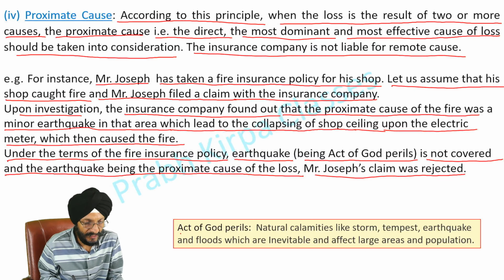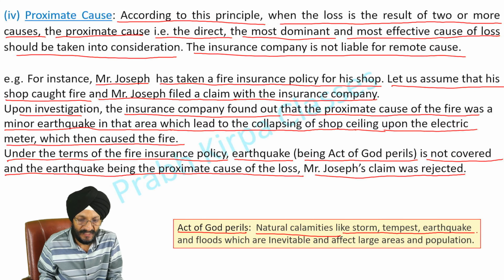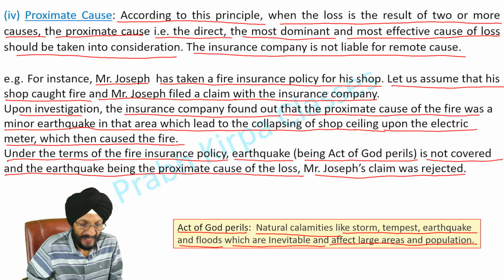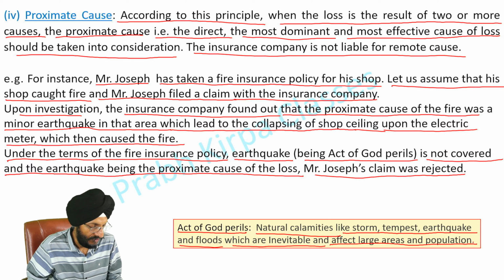Here we will understand the meaning of act of God perils. Act of God perils means natural calamities like storm, tempest, earthquake, and floods, which are inevitable and affect the large area and population, and these calamities are not in the control of the human beings.